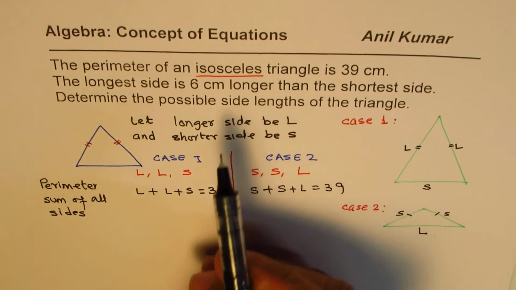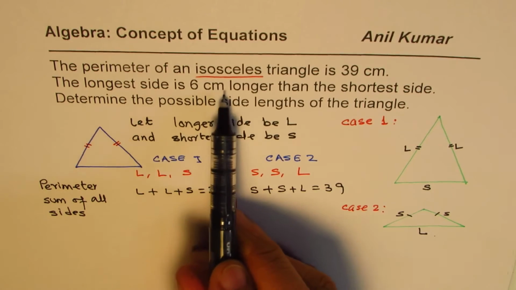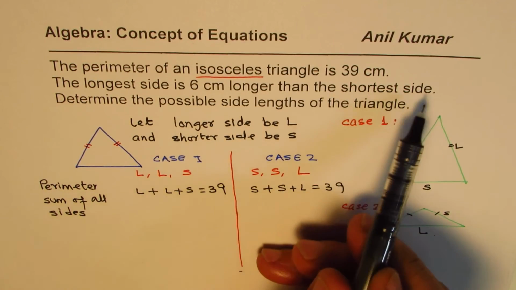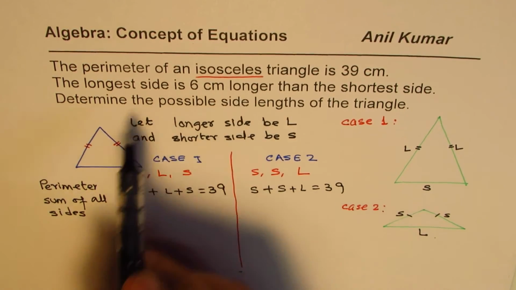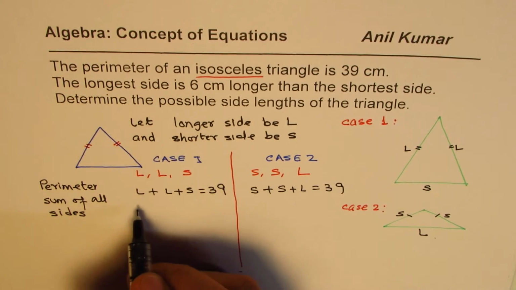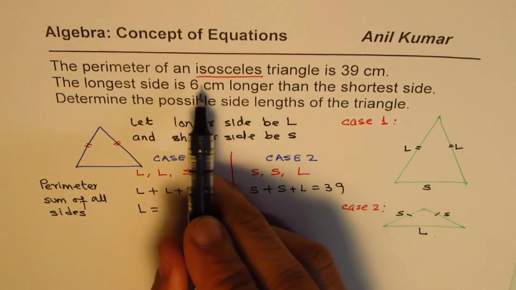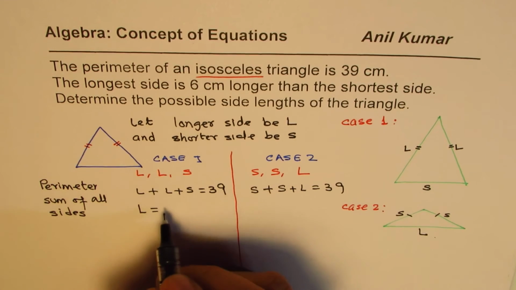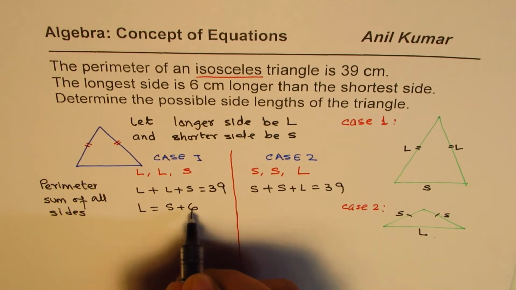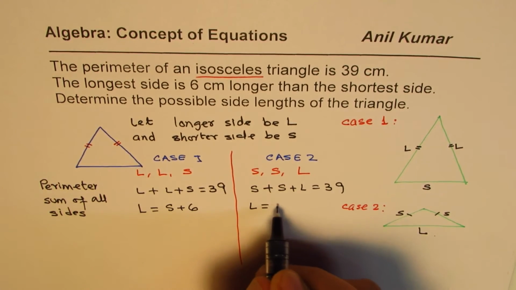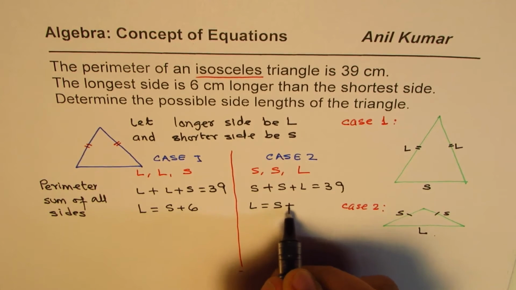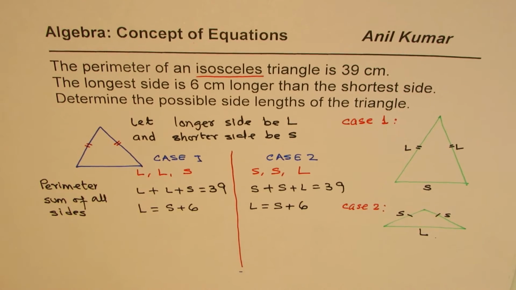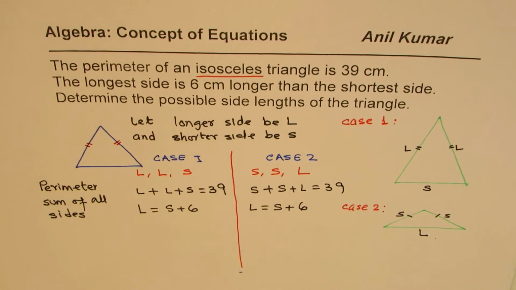Now we are also given the longest side is 6 centimeters longer than the shorter side. Now what does that mean? That means the longest side L equals the shorter side plus 6, right? Which is in both the cases, right? The longer side is 6 centimeters more. So we get another equation, the second equation.